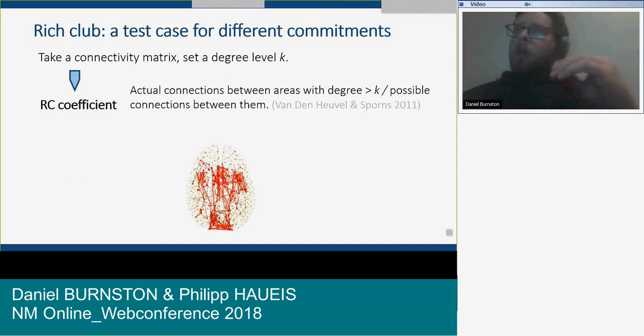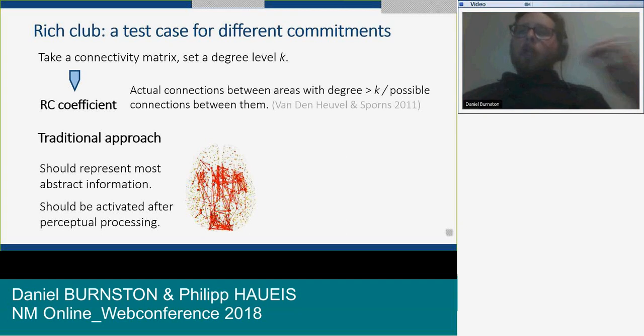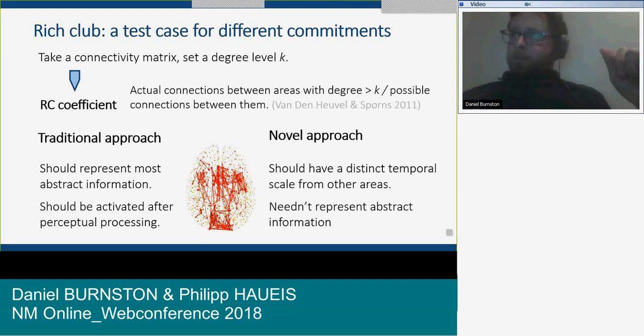Some have argued that the brain exhibits a Rich Club structure. Interestingly, many other organizations, including airports and gene regulation networks, also exhibit a Rich Club structure. But we think whether you take a traditional approach or a topological approach really makes a difference for how you analyze this. So on the traditional approach, since these are the highest levels of the hierarchy, they should be representing the most abstract information, and they should be activated later in a task. According to a purely topological approach, you would just have to suggest that these areas might have a different temporal scale from other areas, but not that they need to represent abstract information.